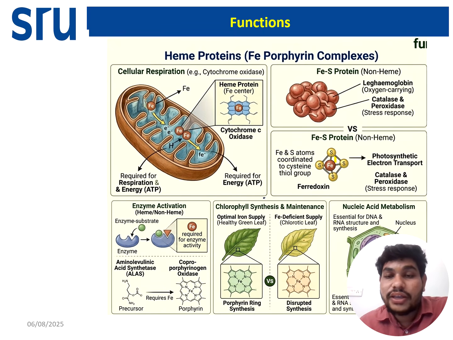Then this is the Fe-S protein, that is the non-heme proteins. Iron is also part of pyridoxine. Then it activates different enzymes which are responsible for the formation of chlorophyll.